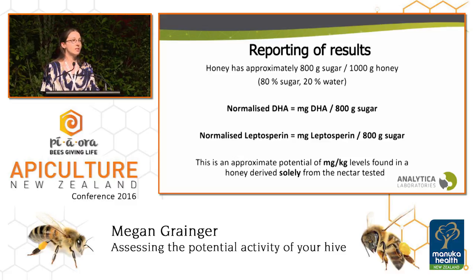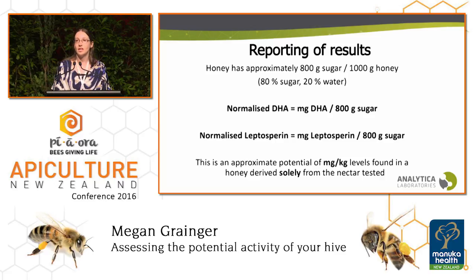So we know that honey is about 80% sugar. So what we do is we normalize the DHA and the leptospirin to the sugar that we've found in the nectar, so that we're looking at 800 grams of sugar. And this will give us our relative milligrams per kg that you would find in the honey.